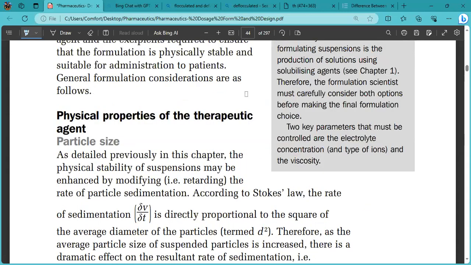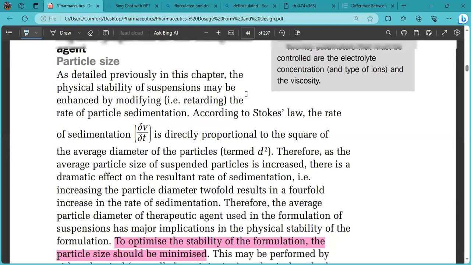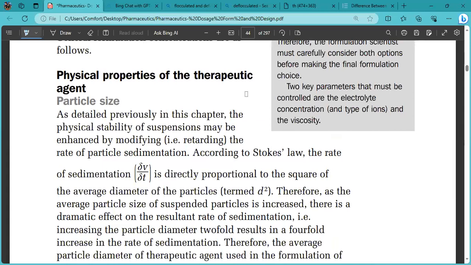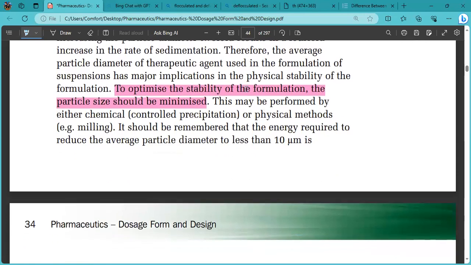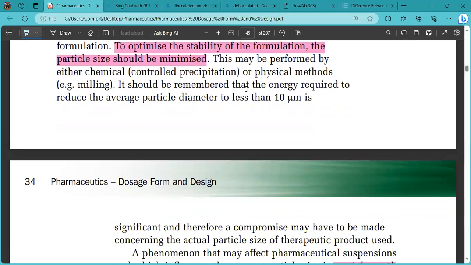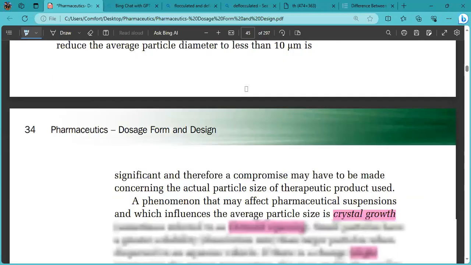Anyway, so particle size plays a big role in the formation of the suspension. Because remember that law: the smaller the particles, the easier it is for them to dissolve in any solution that you put them in. So in order to have good physical stability and chemical stability of your suspension, you need to optimize the size of the therapeutic agent.